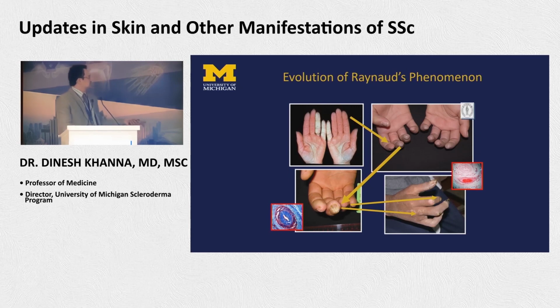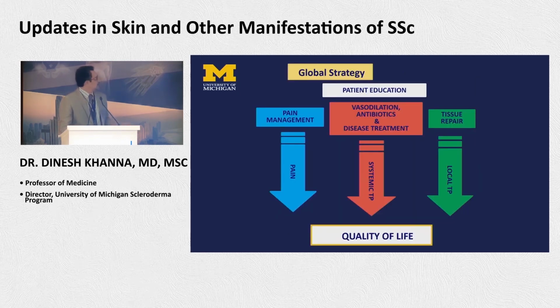Now, here's a patient. This is usually the classical. Patients come with Raynaud's. They start to develop digital pitting scars. They start to develop active digital ulcers. Before you know, they have clear deformities, and they get ulcers at the pressure area, and some of these get infection, amputations, and things like that. And again, the treatment: pain management, vasodilatation, antibiotics, disease treatment, and tissue repair.